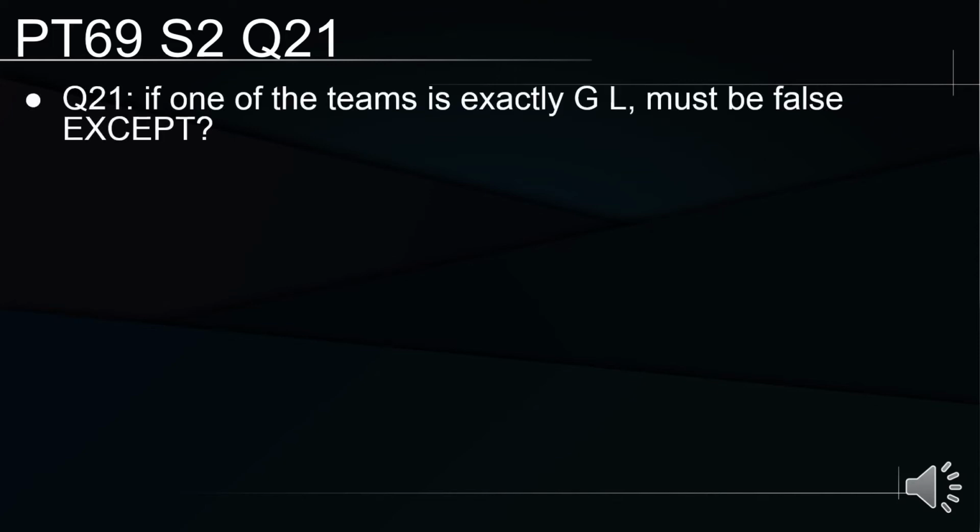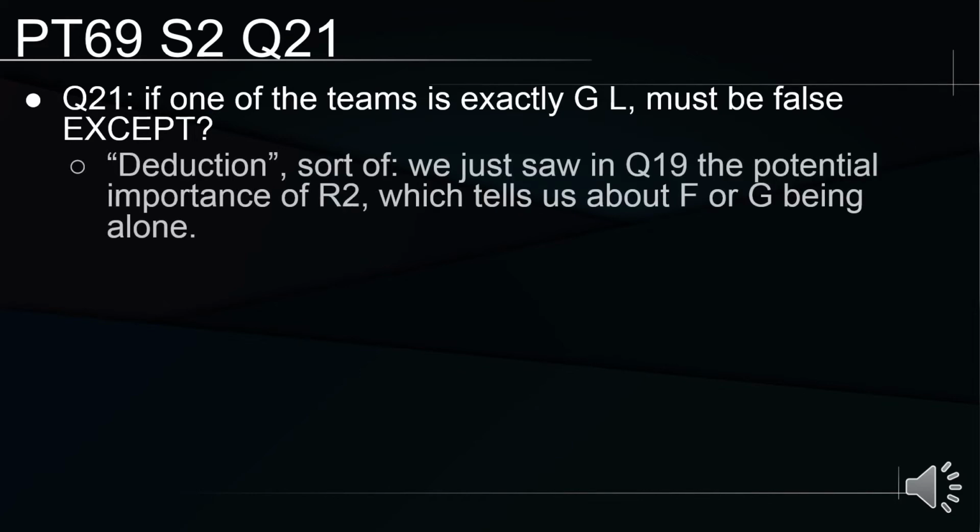Question 21 reads, if one of the teams is exactly the pair G and L, they don't tell us which team it is, they just tell us that one of the teams is exactly these 2 people. All of these answer choices must be false, except for which one. So there is a sort of deductive elimination that I might want to try here. We just saw in question 19 the potential importance of rule 2, which is that F or G has to be alone, but not both of them can be alone.